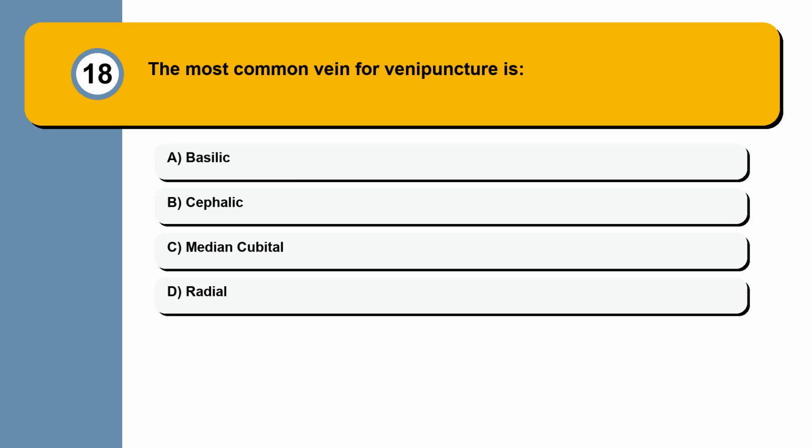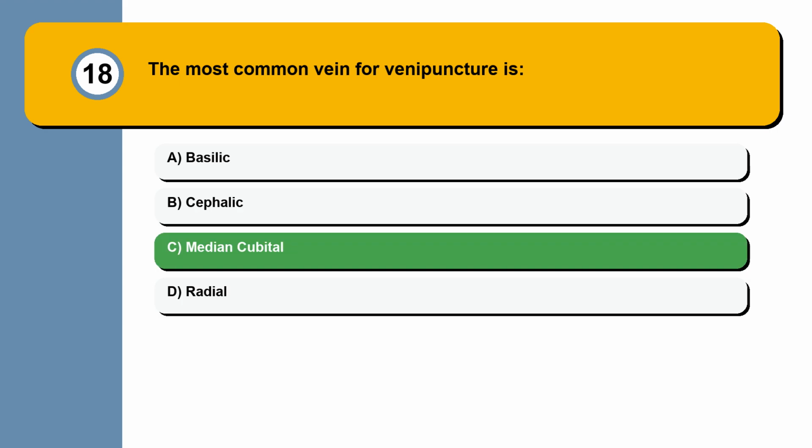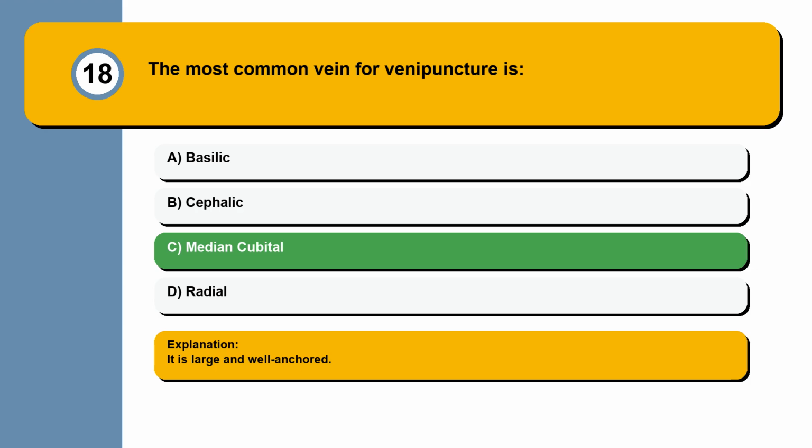Question 18. The most common vein for venipuncture is basilic, cephalic, median cubital, radial. It is large and well anchored.